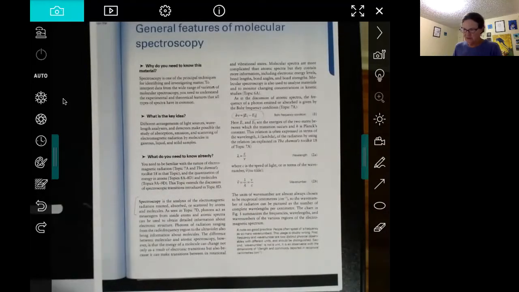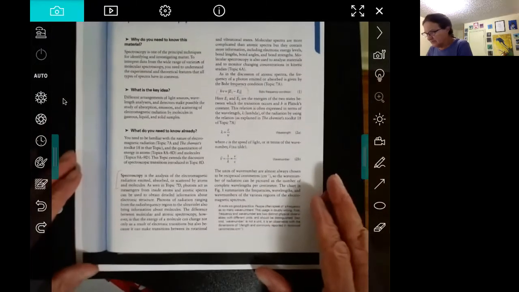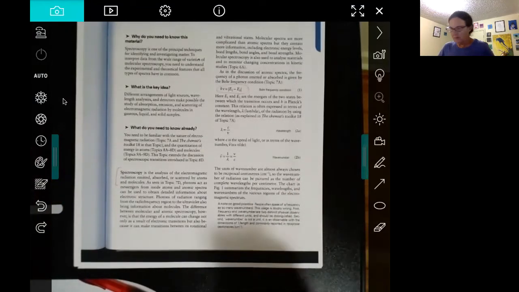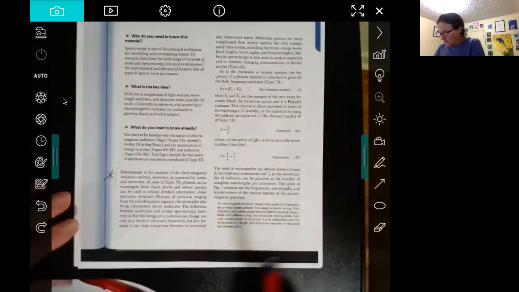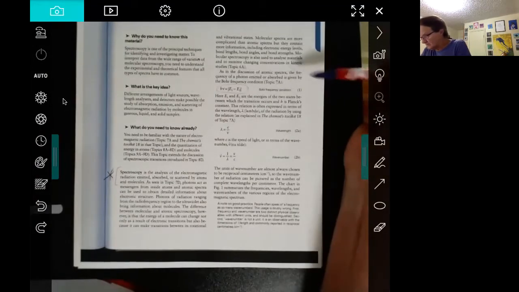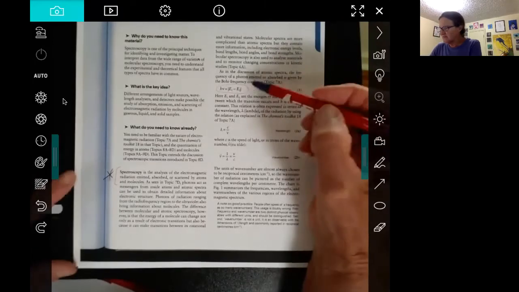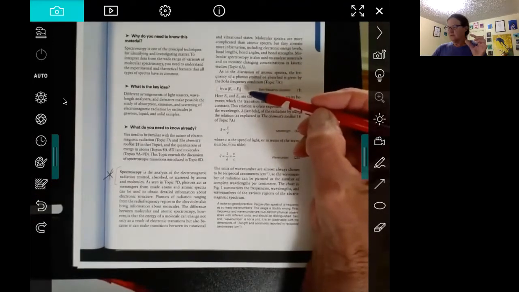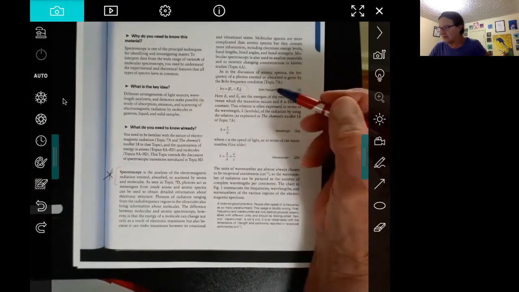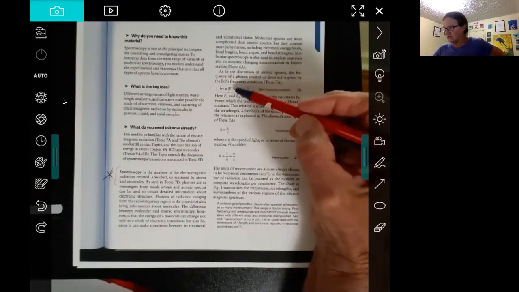Some of the general features of spectroscopy. Number one is that spectroscopy is the analysis of electromagnetic radiation being emitted, absorbed, or scattered by atoms and molecules. So this relates to the Bohr frequency condition that we've already learned about, which reminds us that anytime a photon is absorbed or emitted by an atom or a molecule, you're learning something about the separations of energy that are allowed. So remember, energies can only have discrete quantities.